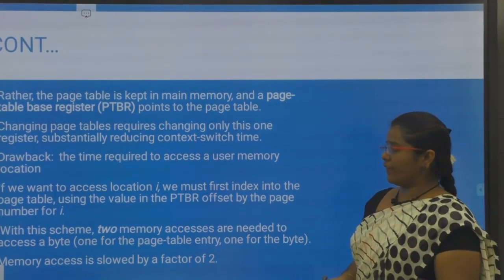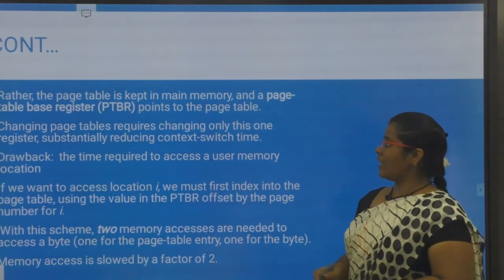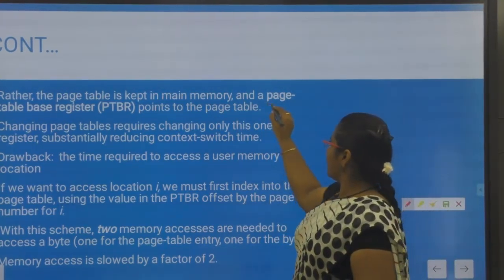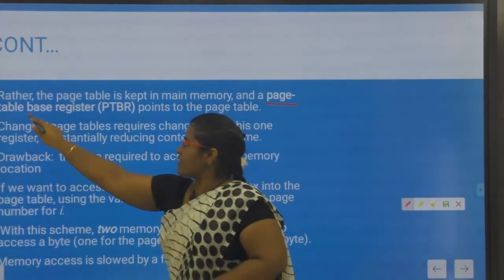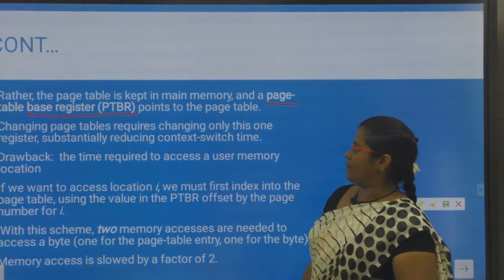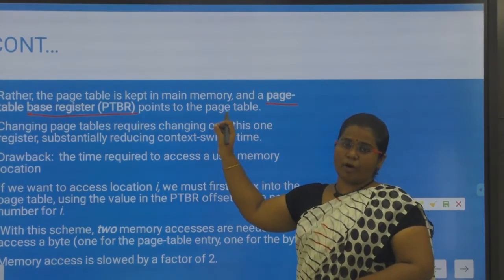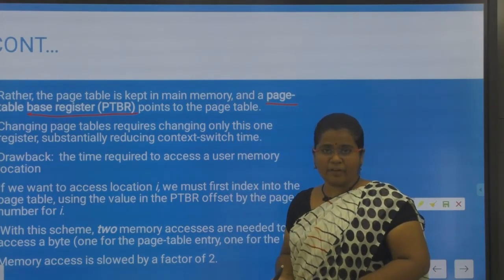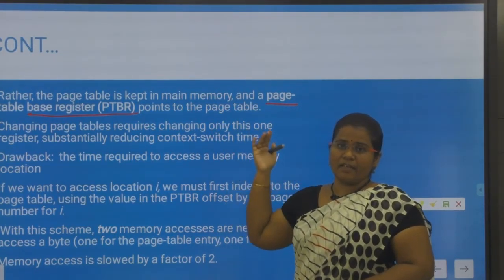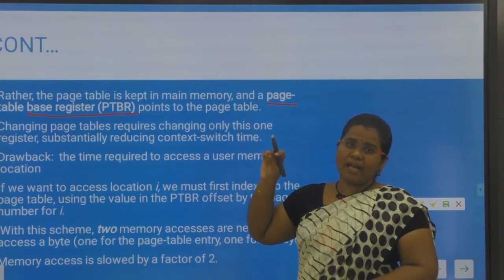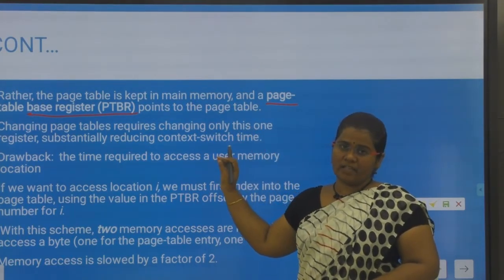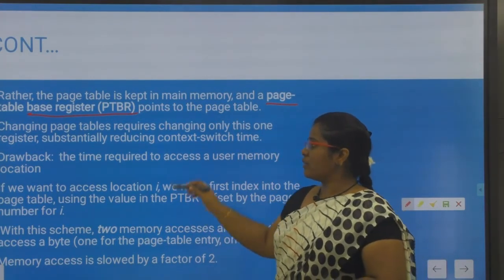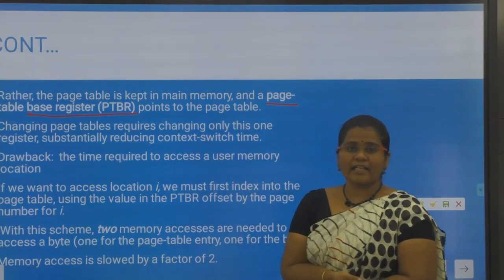Instead of keeping your page table in main memory, I will use a register called the page table base register, PTBR, which is a pointer to your page table. Since my page table may contain many entries, I cannot put my page table in registers directly. So I simply put a pointer to my page table, and that pointer is called the page table base register. In that base register I will have the starting address of my page table.